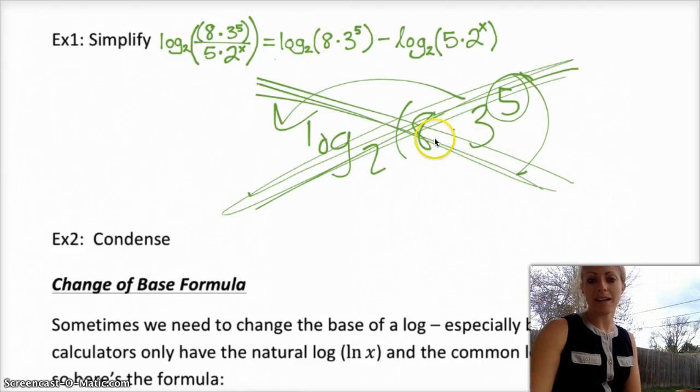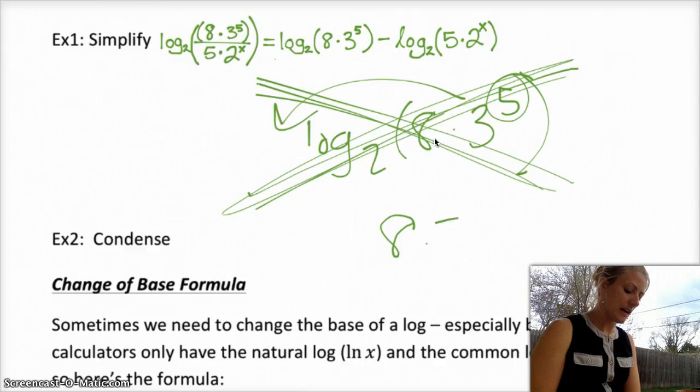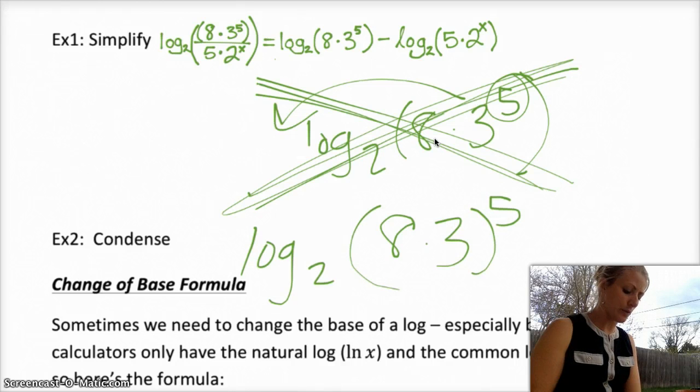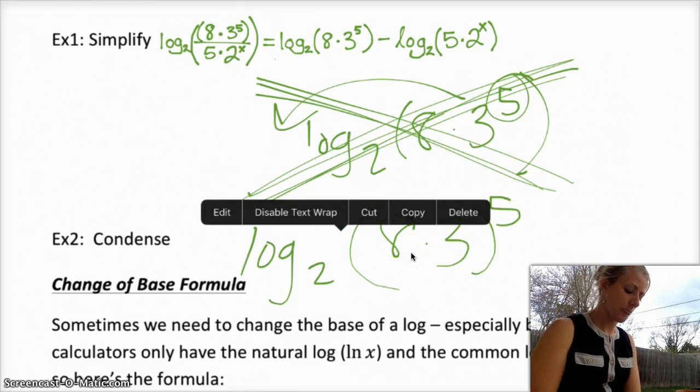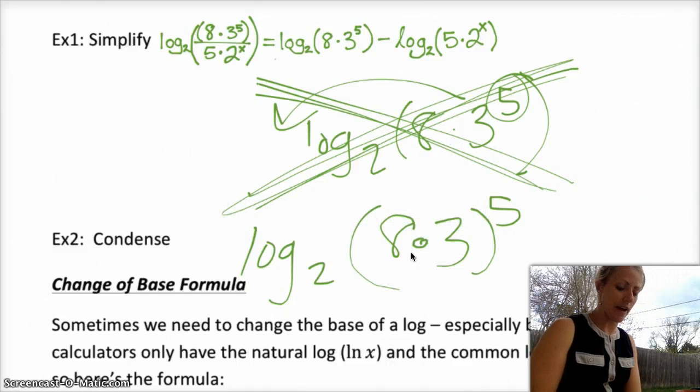Because it's not 8 times 3 to the 5th, okay? If it was the whole thing, 8 times 3 to the 5th, then you could pull that 5 out because it's the whole thing that's raised to the 5th power. But in this earlier case, it's only the 3 that has the 5th power, not the 8. So I have to wait to bring that 5 out. So first I'm going to use the product rule to split up the 8 and the 3 to the 5th.